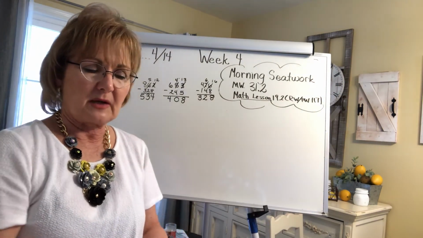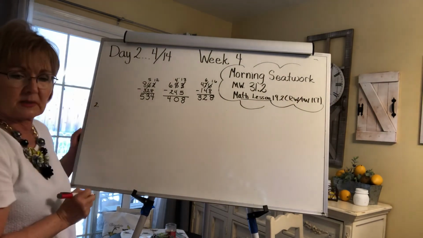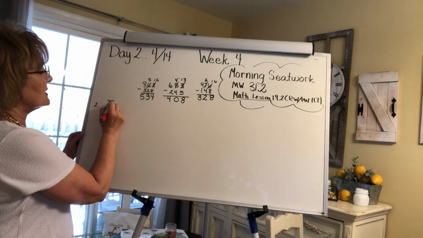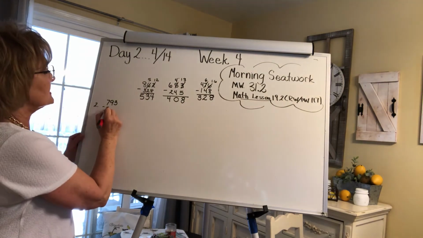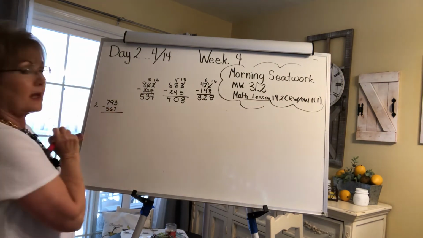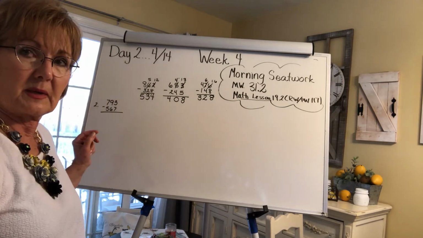Okay, next page, we're not going to worry about the example. We're just going to go right to number 2. You have 793 minus 567. I'm assuming you did this page. If you didn't, go ahead and pause, do this page, and then come back.